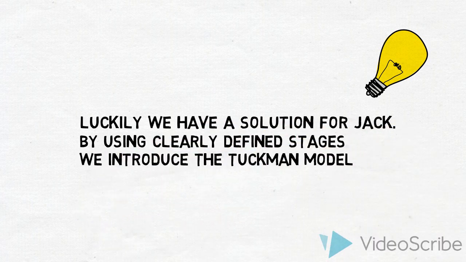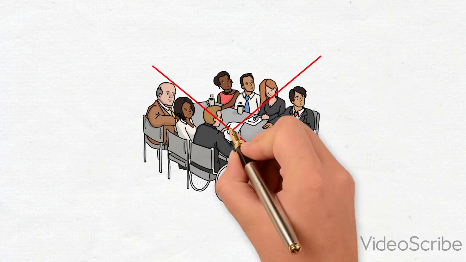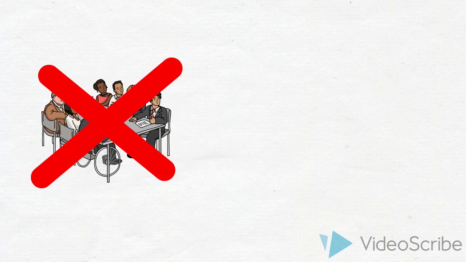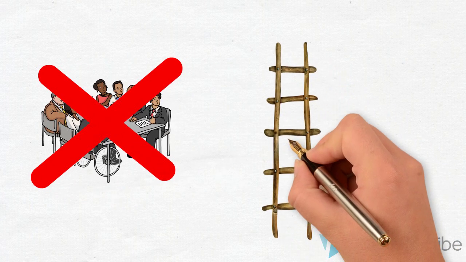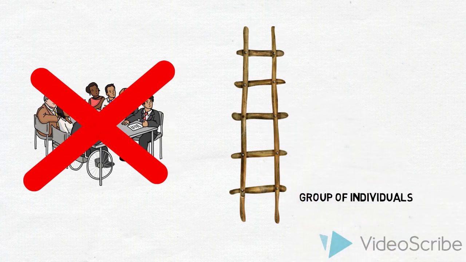The Tuckman model is significant because it recognizes the fact that groups do not start off fully formed and functioning. Tuckman suggests that teams grow through clearly defined stages. They grow from their creation as groups of individuals to cohesive and task-focused teams.